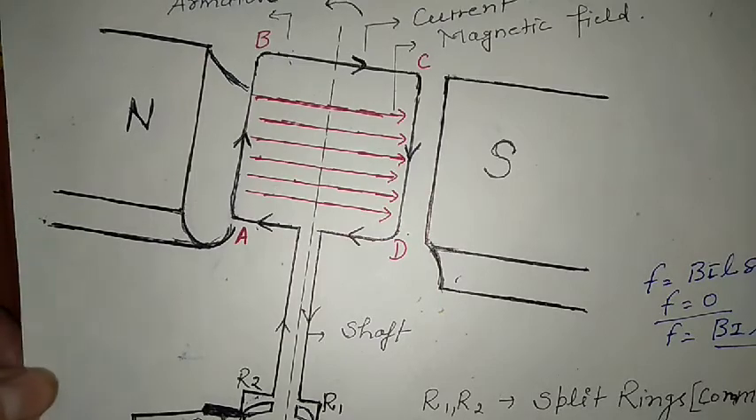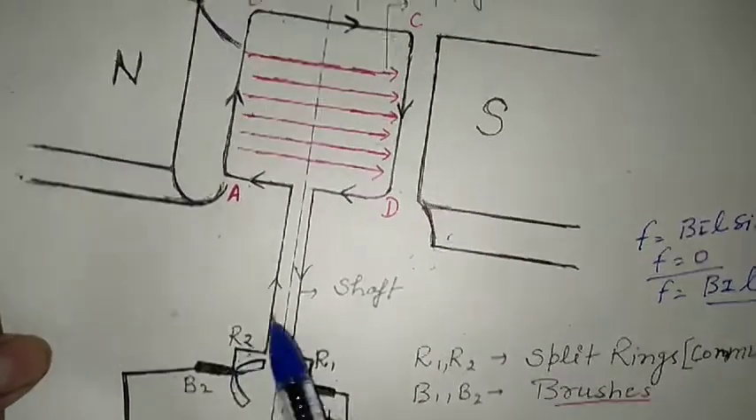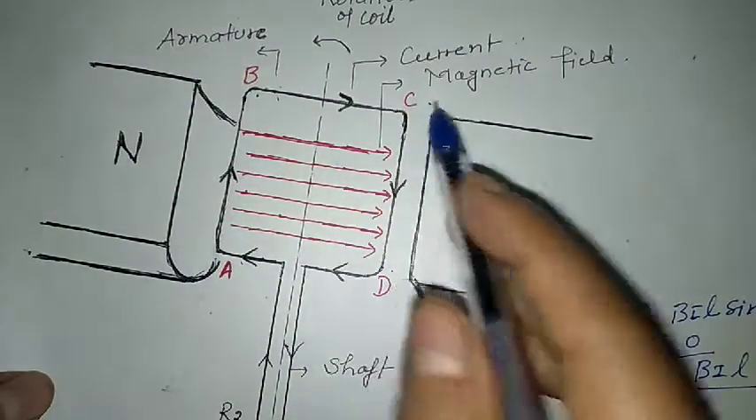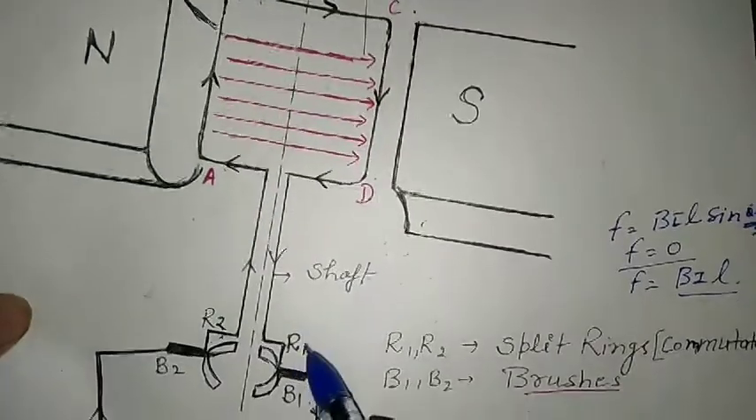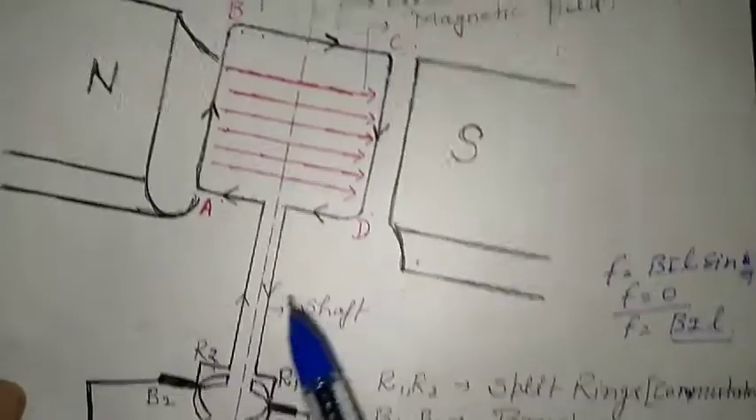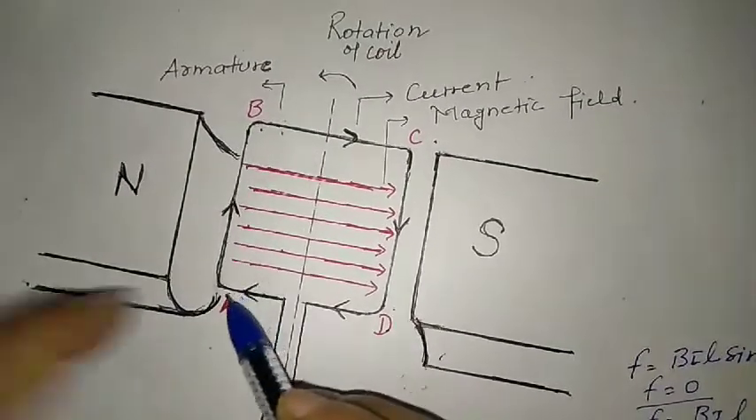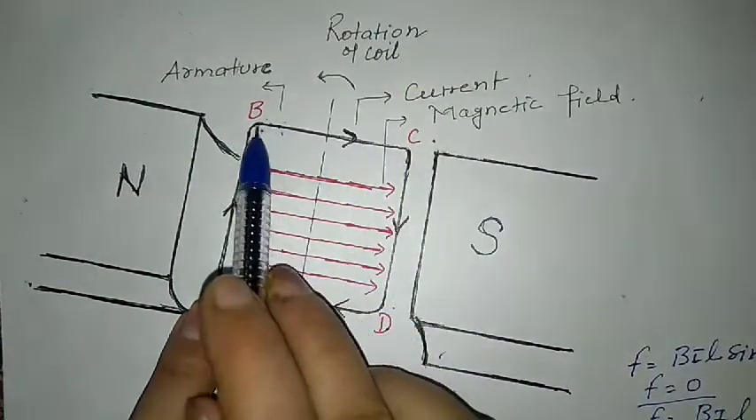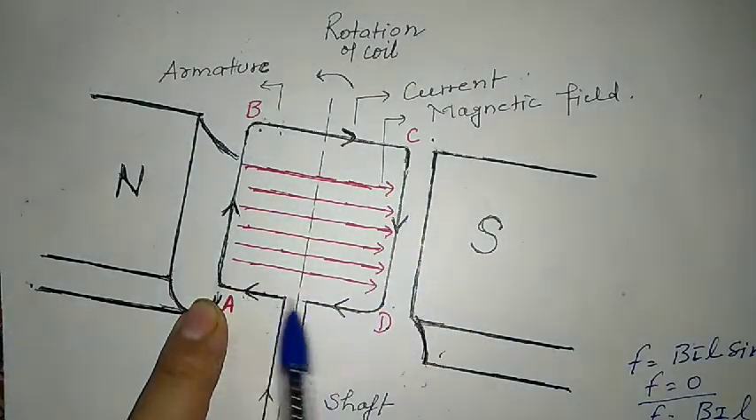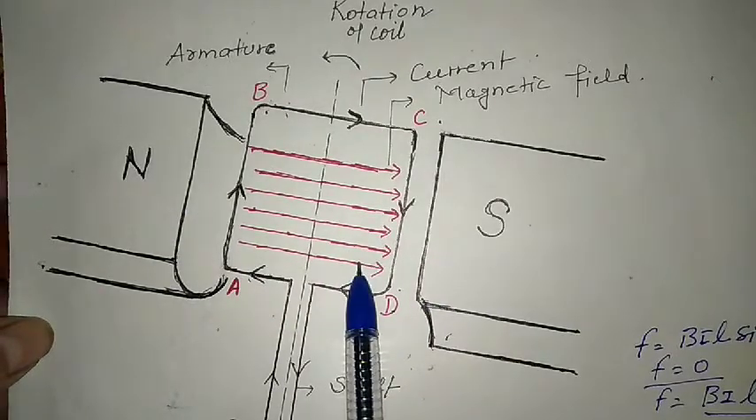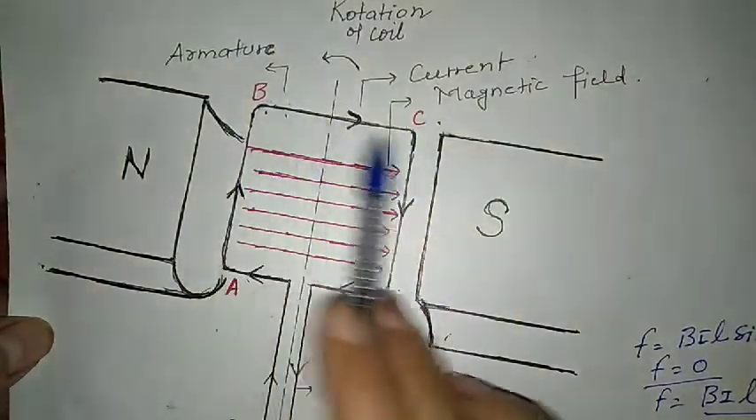It flows first from B2, then R2, then into arm AB, then BC, then arm CD, and back to R1 and B1, completing the circuit. The current flows in this direction in AB, and this is BC. We know that in BC the current is parallel with the magnetic field, so there will be no movement, no force applied here.